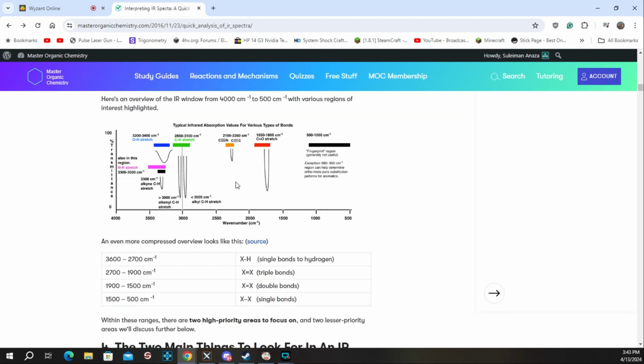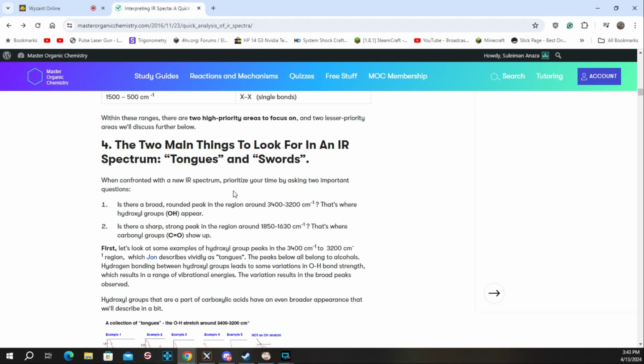So, Mach, he gives you your general regions that you know: your NH, your OH, alkenes, alkynes, nitrile groups, your ketone group. These are more categorized. They're categorized a bit better, so they're a bit easier to understand.